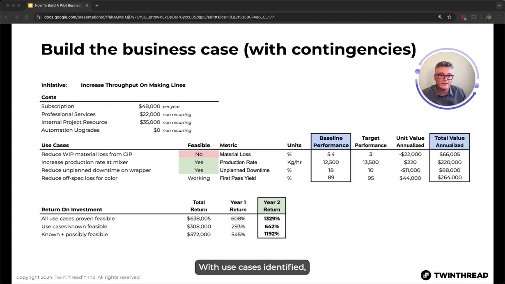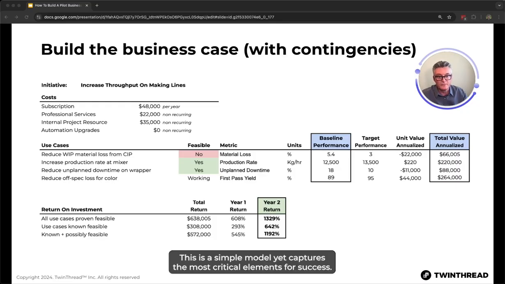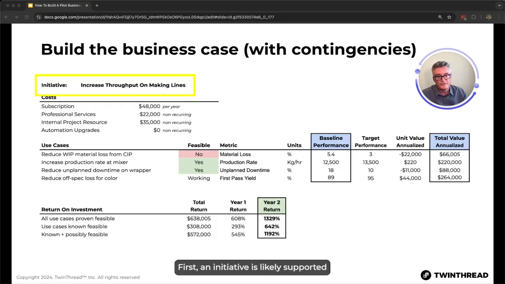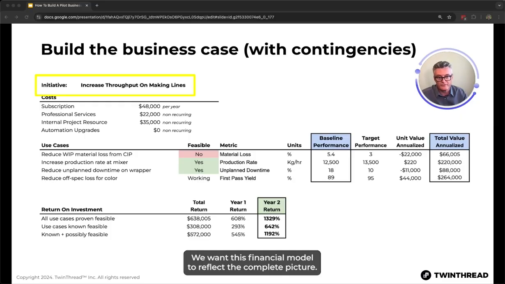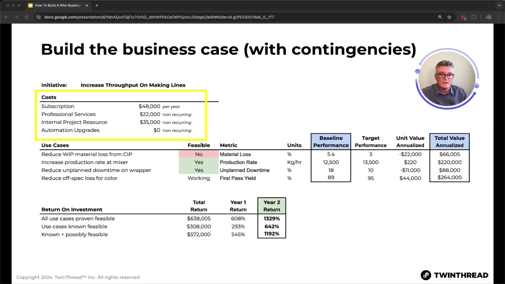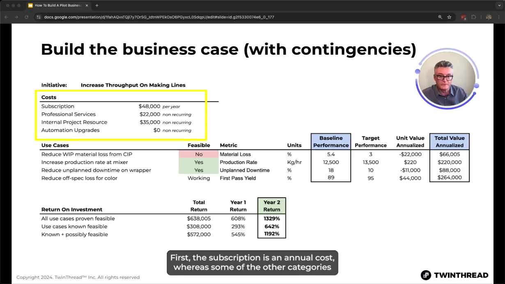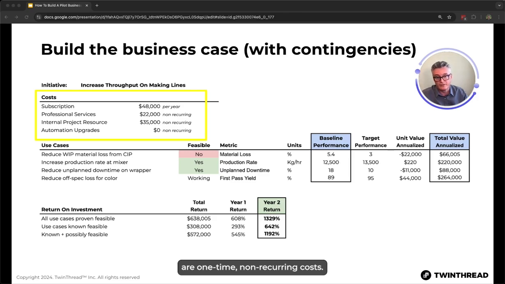With use cases identified, the next step is to start building the financial model. This is a simple model, yet captures the most critical elements for success. First, an initiative is likely supported by multiple use cases and involves optimizing multiple metrics, and we want this financial model to reflect the complete picture. As far as costs are concerned, there are multiple elements. First, the subscription is an annual cost, whereas some of the other categories are one-time, non-recurring costs.